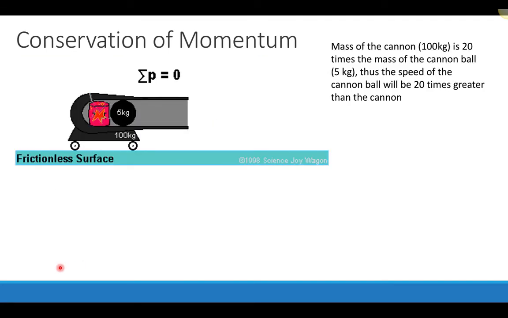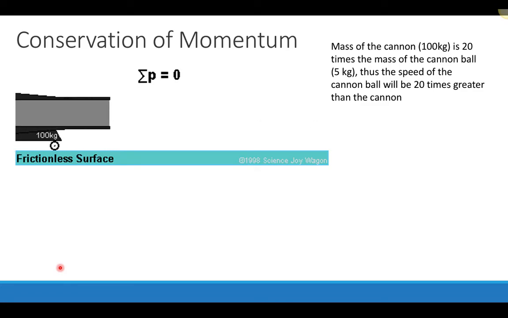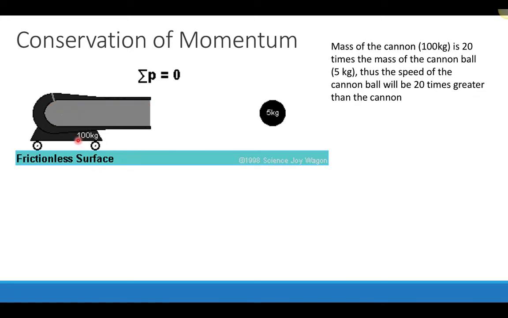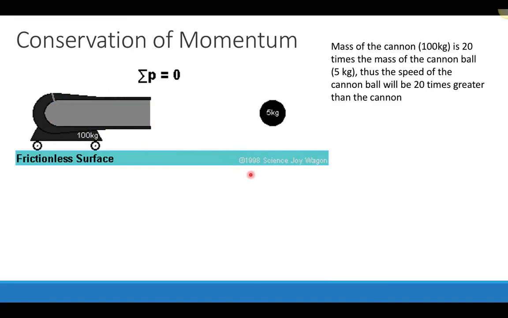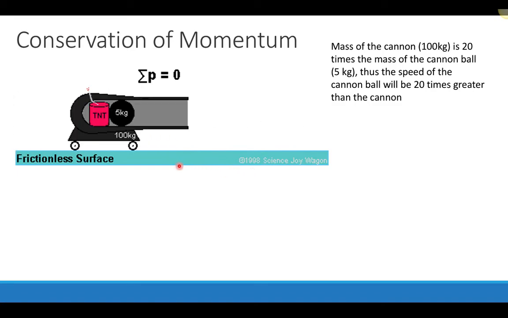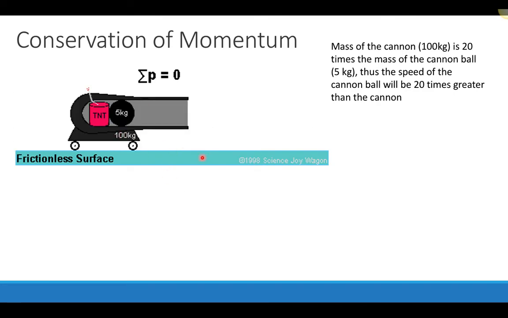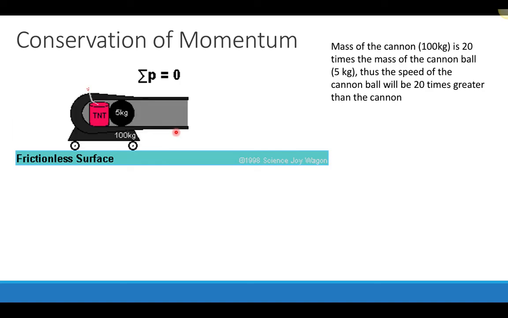So here's another animation that is similar to what we talked about earlier when we started this idea of interacting objects. So we have a frictionless surface, and we have a cannon that has a mass of 100 kilograms and a cannonball that has a mass of 50 kilograms. There's some TNT in there that's causing the explosion and the interaction between those. So there is a force exerted on the cannon, a force exerted on the cannonball. It's equal and opposite, so momentum is conserved.